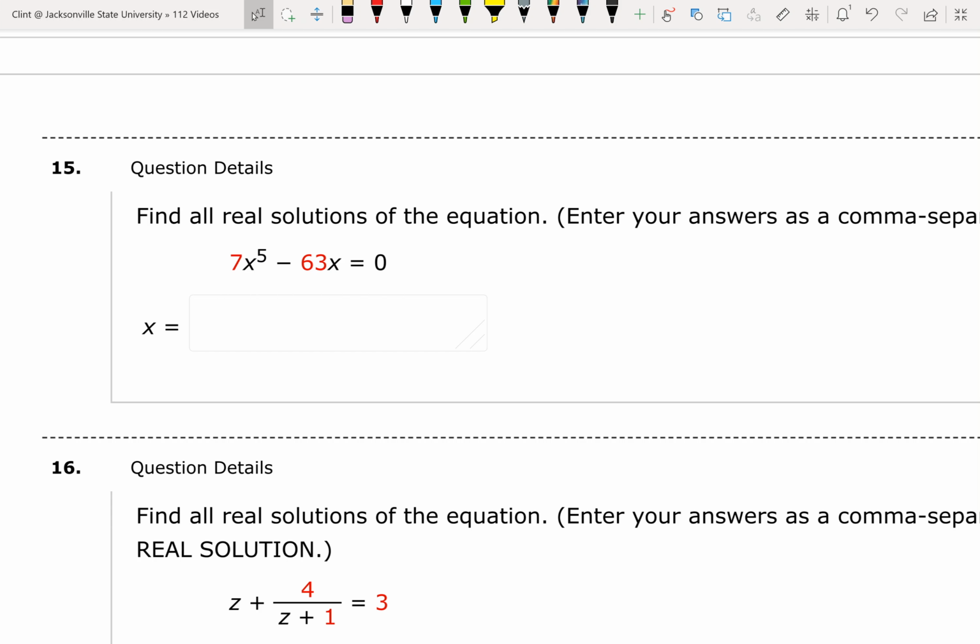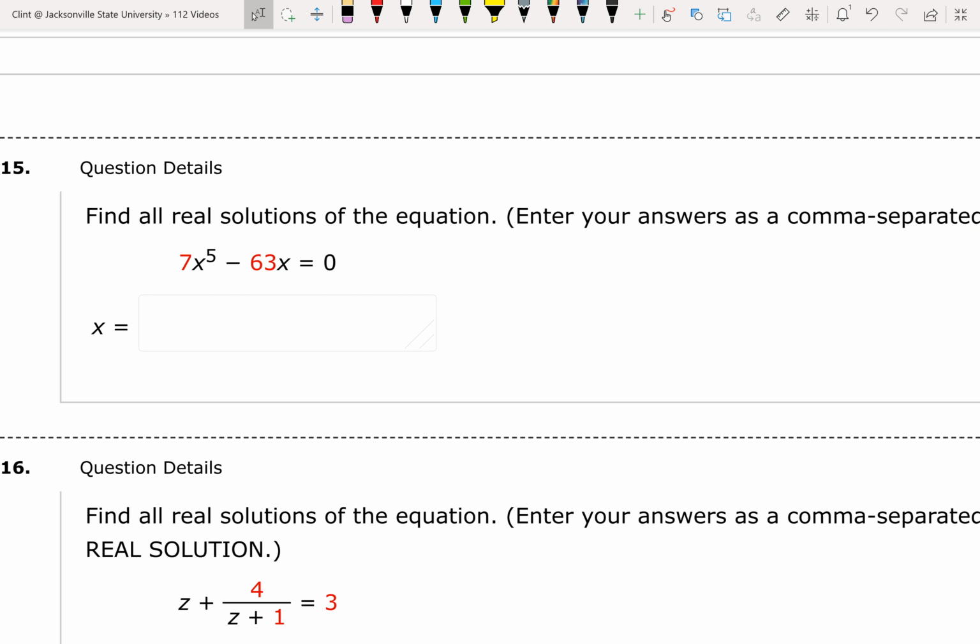That's okay. All right. 15 says find all real solutions of the equation. We've got x to the 5th, so this is one of those polynomial equations. So remember, with polynomial equations, our only real option for solving these is to try to factor. Since we've got two terms, I'm going to see what we have in common. So I see we have a common factor of 7. 7 will go into 63, and our smallest power of x is x, so I'm going to factor that out.